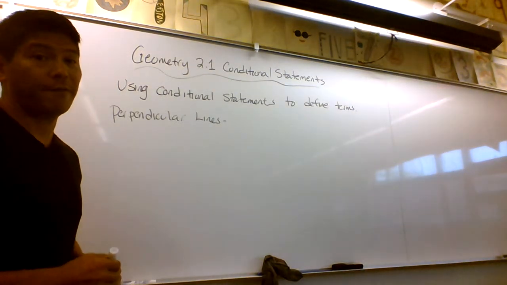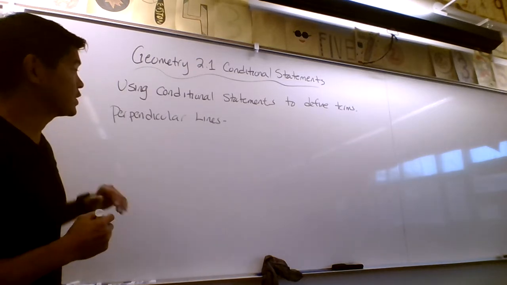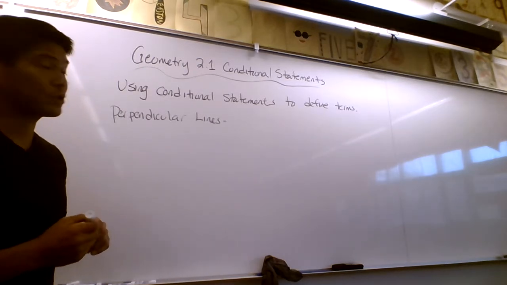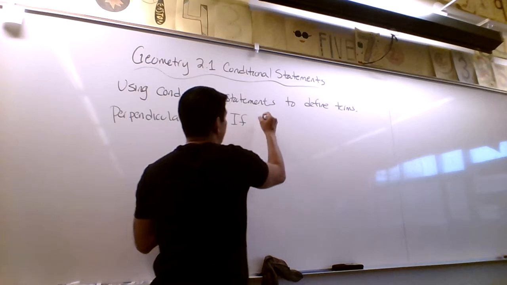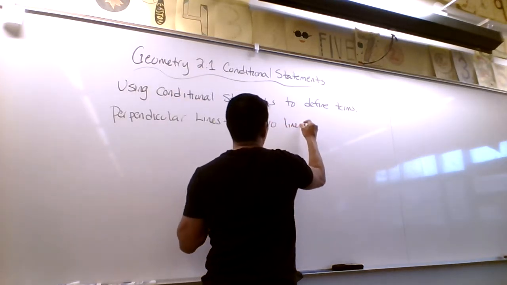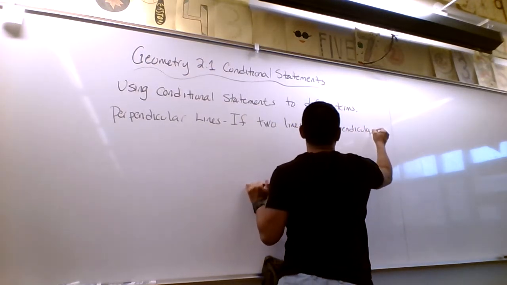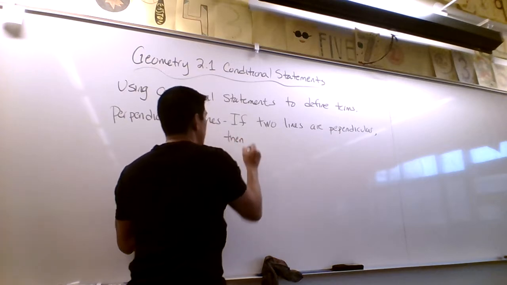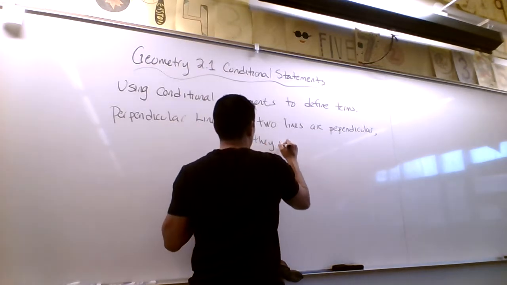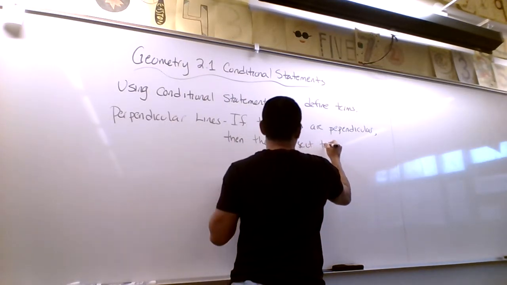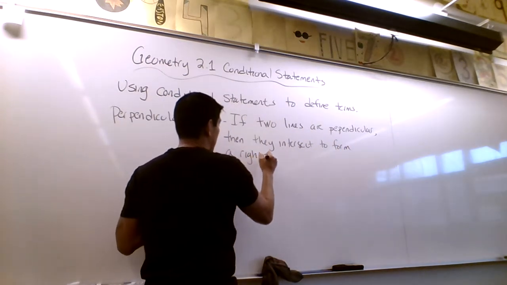Conditional statements can be used to actually define geometry terms. For example, perpendicular lines. I could write the definition of perpendicular lines using a conditional statement, which means I could put it in if-then form. So I could say something like this. If two lines are perpendicular, then they intersect to form a right angle. Since that's the definition of perpendicular lines, that's definitely true.